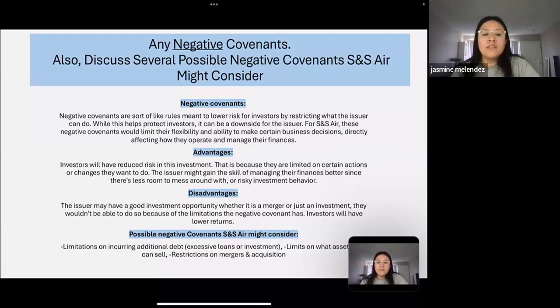So negative covenants SNS might consider would be limitations on incurring additional debt, which as mentioned is basically excessive loans or investments, restrictions on mergers and acquisitions, and basically limits on what assets they can sell, because that can lower their company value and so on.